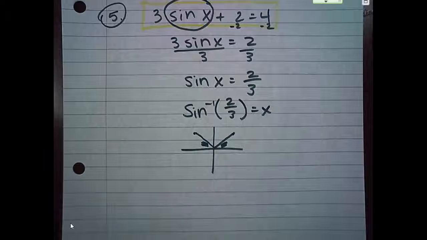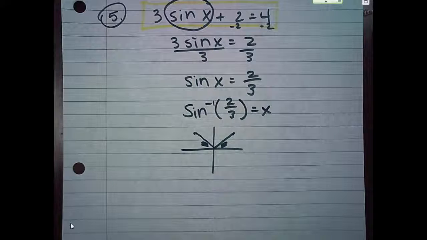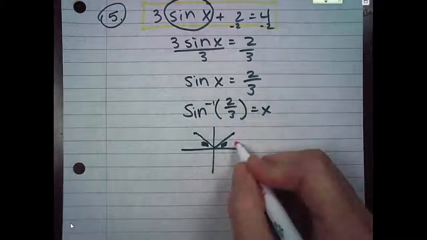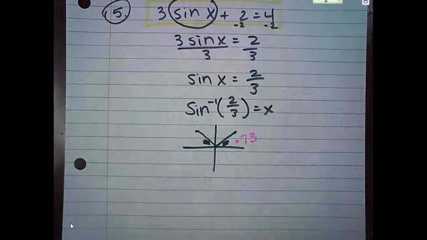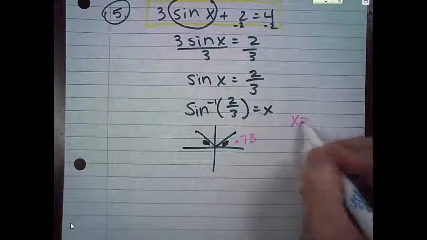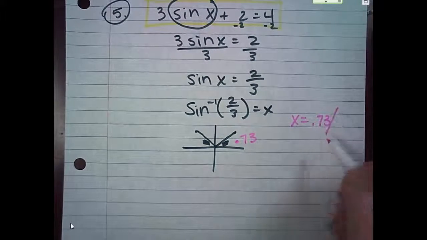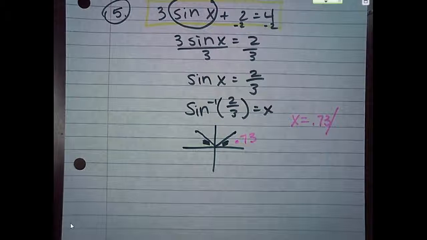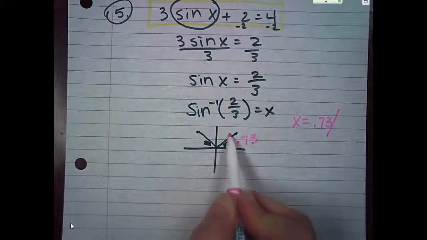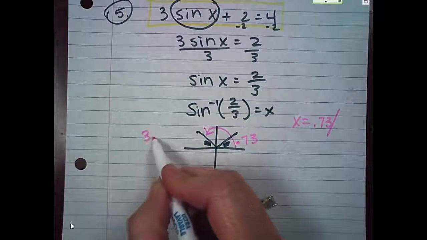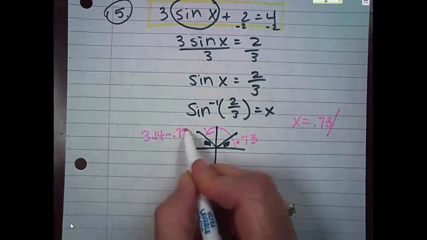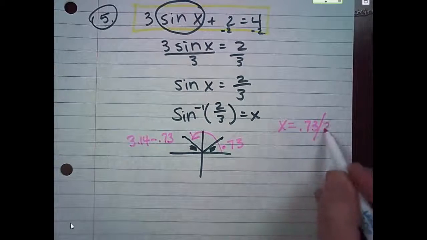When you typed it on your calculator, you should have gotten 0.73, right? Which actually gave us one of our answers. We only had to find one this time. I'm going to find it. 3.14 and back up 0.73. So I got 2.41.